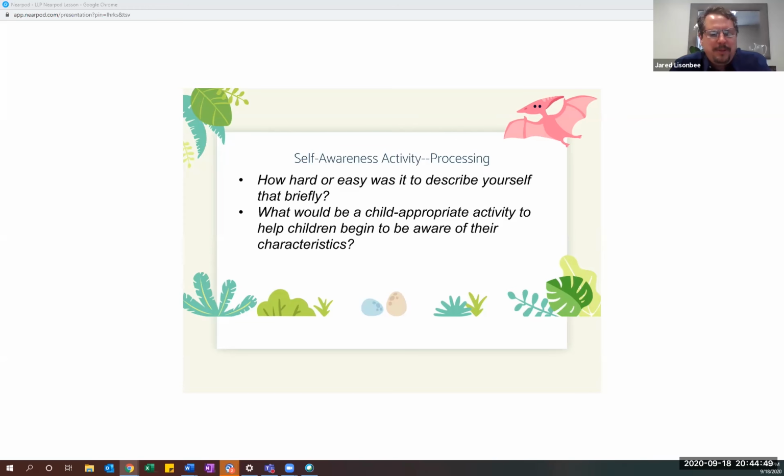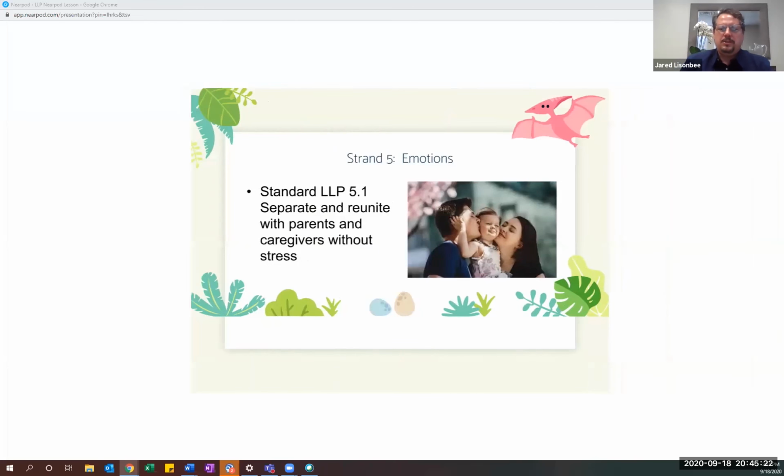To kind of sum up your character in just a few words. And the next thing, this activity is really meant for people who have had the opportunity to read different books and see minor characters coming in and out. What would be a child appropriate activity to help children begin to be aware of their own characteristics? Like I said, we won't do a discussion board on this, but please be thinking about how you would translate a similar type of activity, or what you might do when you're working with young children.